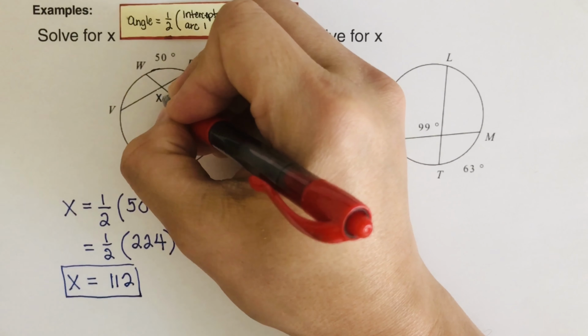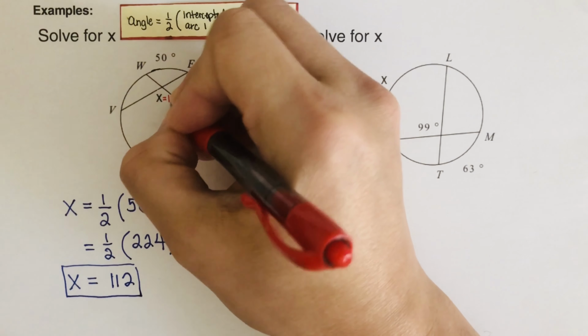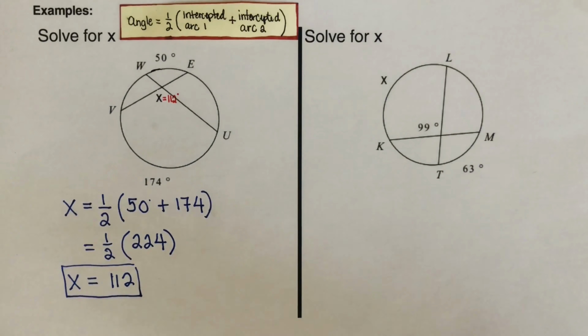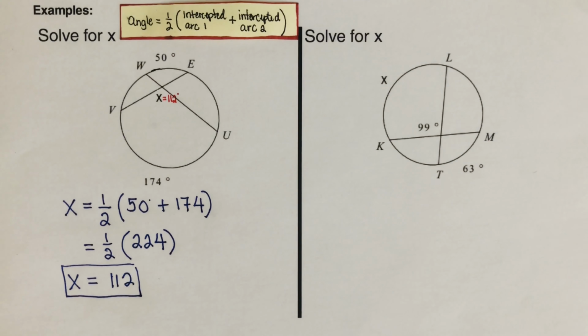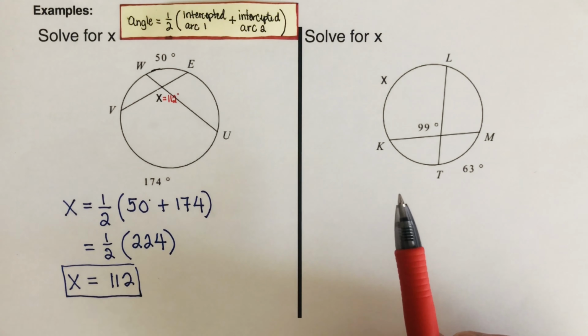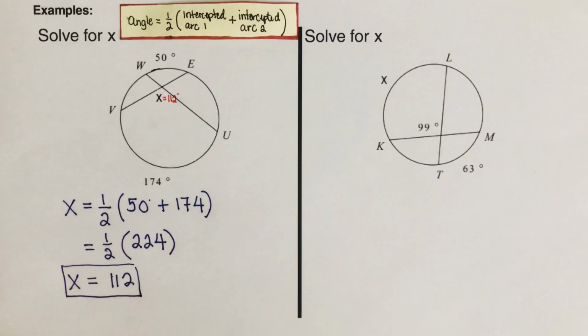So this is going to be 112 degrees. And that makes sense because if you add both of them and take half of it, that's going to be 112. At this time, I would encourage you to pause this video and solve for X. If you are done, unpause it and check your answer.